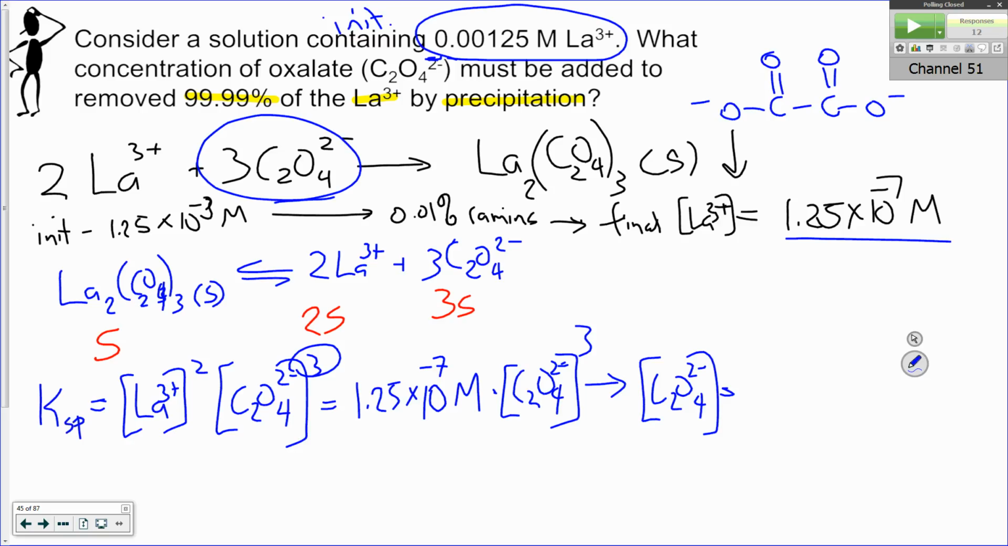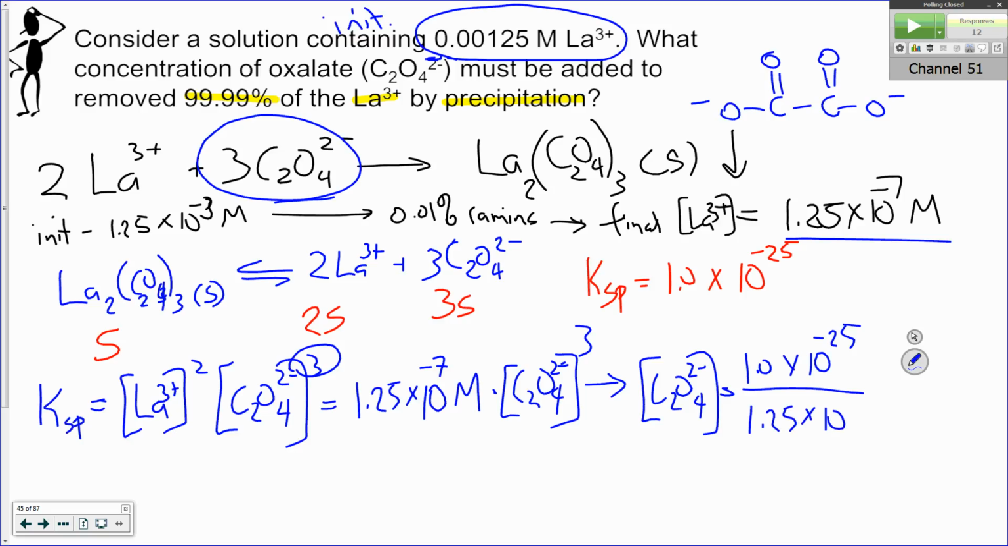So, lanthanum oxalate, not very soluble. Ten to the minus 25th. Tiny number. Okay, so it equals Ksp, 1.0 times 10 to the minus 25th, divided by the final concentration, 1.25 times 10 to the minus 7th.